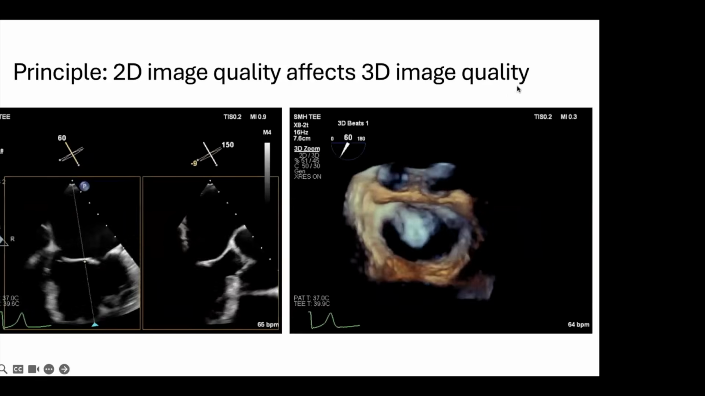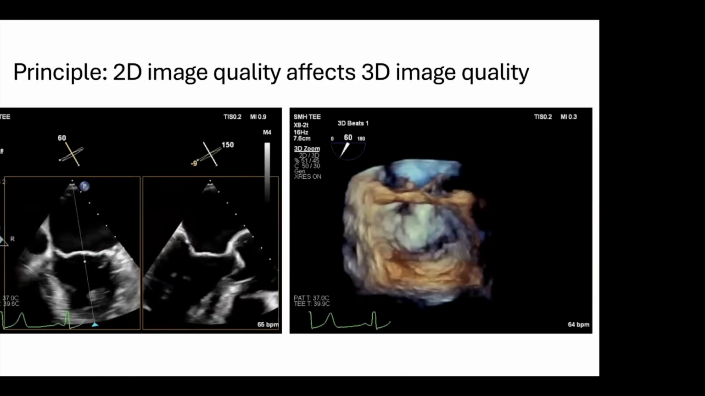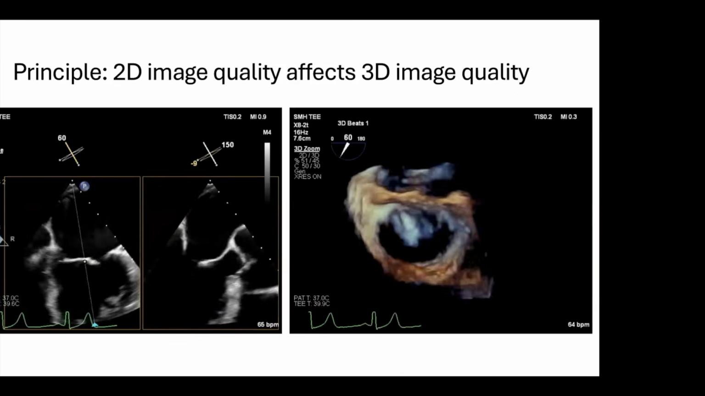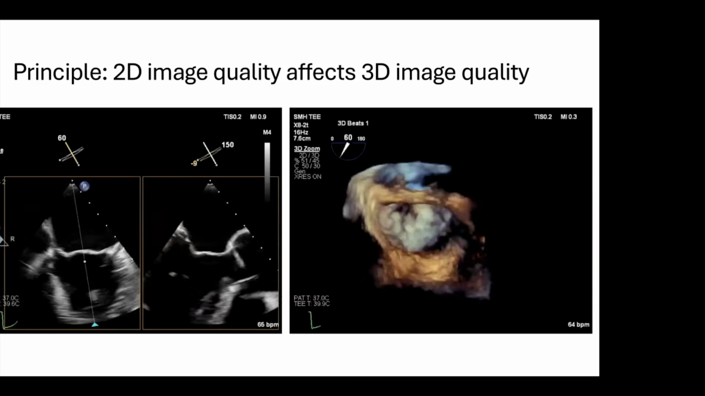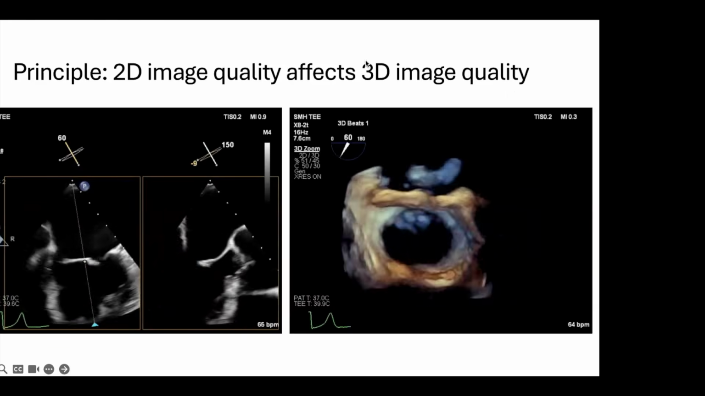So a lot of what we're going to be showing today is transesophageal, but just for those who are interested, you can apply these concepts to transthoracic as well. One of the first principles is that you need good quality 2D images in order to produce 3D images.